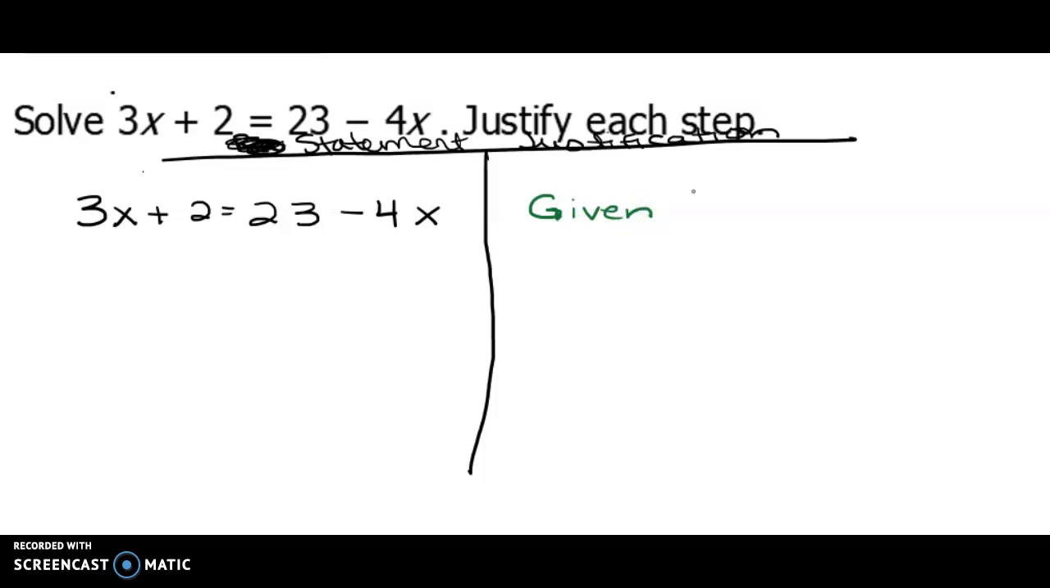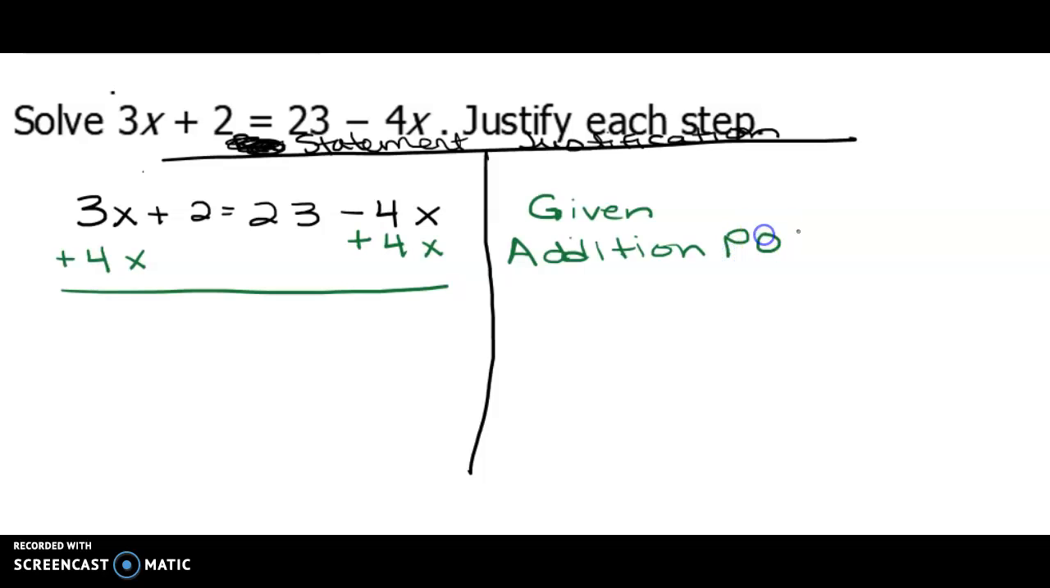Let's think of this as a normal algebra problem. Typically, we don't like negatives, so I'm going to add 4x to both sides of the equation. I know the one before did it all horizontal; I'm going to do it vertical, and that's okay. When we add the same thing to both sides of the equation, that's the addition property of equality. When we do that, 3x plus 4x is 7x. We're left with a plus 2 equals 23. Here we just simplified.